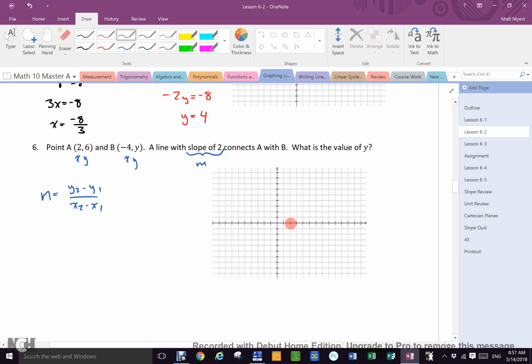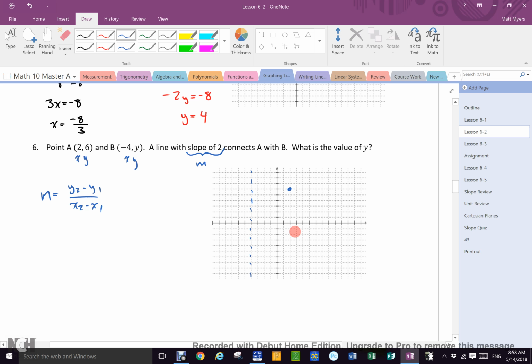2 to the right, 1, 2, and up 6. 1, 2, 3, 4, 5, 6. Does everyone agree? And I know my other point is where? It's somewhere, 1, 2, 3, 4, on this line, right? Where x equals negative 4. Does everyone agree? Do I know the slope? It's positive 2. Could I find the slope on a graph?